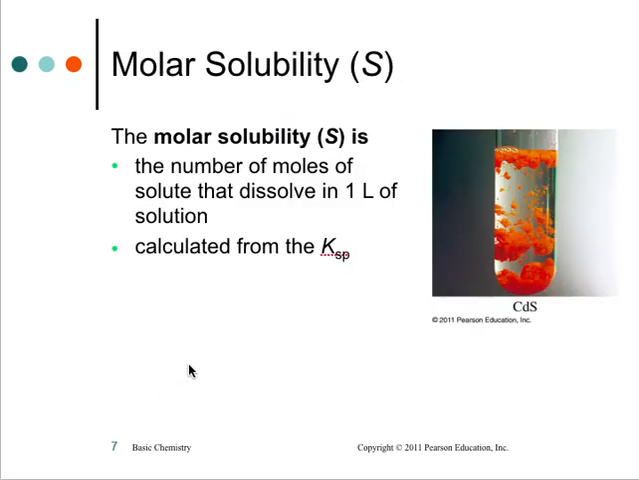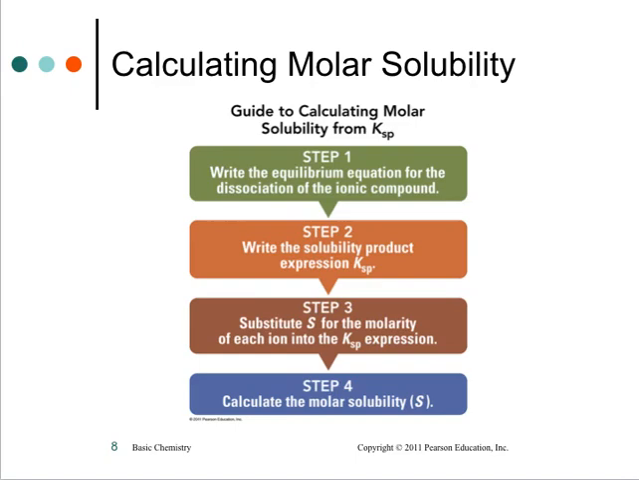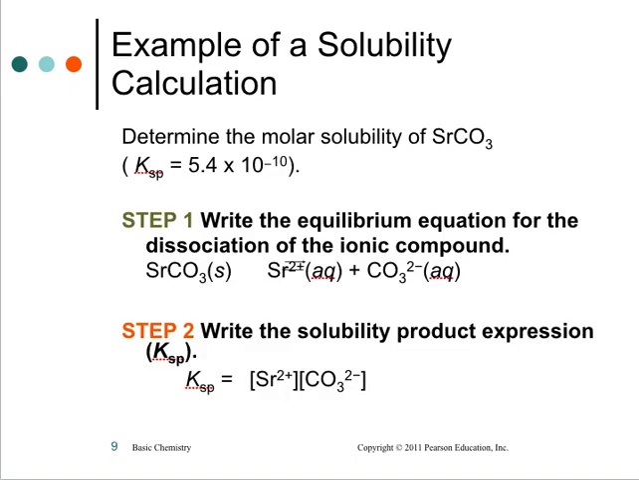Okay. The molar solubility is the number of moles of solute that dissolves in 1 liter of solution, and it's calculated from the Ksp. All right, and I'll show you how to do that. You write the equilibrium constant and then the solubility expression, and then you substitute exactly like we did before. You find the Ksp, and now from the Ksp, we can determine the molar solubility. I'll show you how to do it.